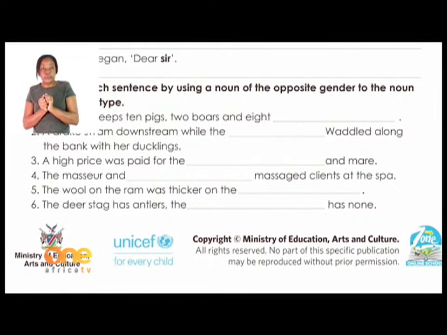A drake swam downstream while the waddled along the bank with her ducklings. The drake is a what? What is a drake? A drake is a male duck. So now if you have to find the female one, what are you going to say? Okay, so you are going to fill in the correct gender in the line there. So you do the same with number 3, number 4, number 5, and number 6, by just checking the word that is bold. It's the one that you have to change to the correct gender.